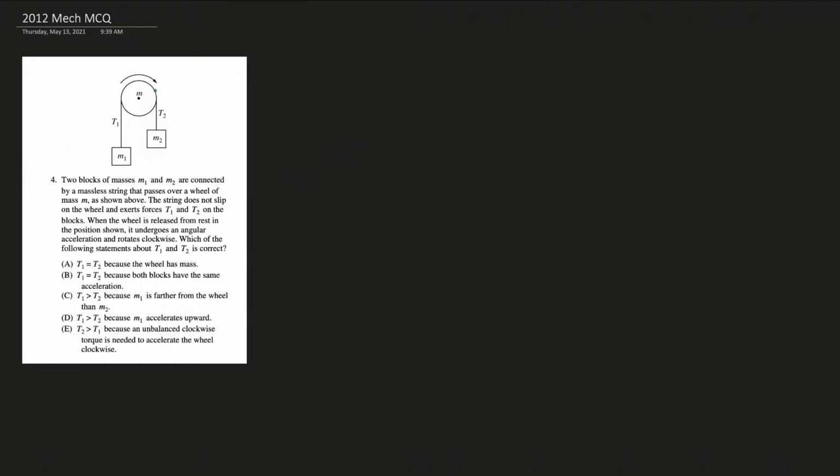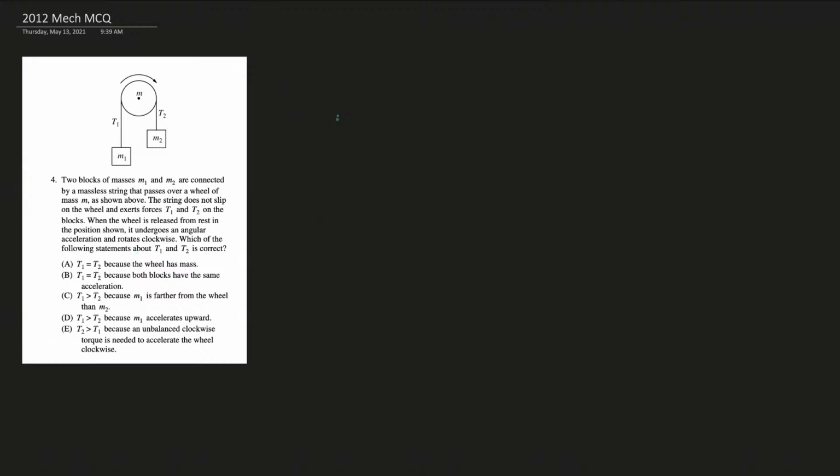Because this is not a massless pulley, we need to realize that the tensions on the two sides of the pulley are not necessarily the same. It could be the same, but it's not necessary for it to be the same, right? If it was massless, we know the tension is the same on both sides. Okay, so because this is the case, they're asking which of the following statements is correct. One says T1 is equal to T2 because the wheel has mass.